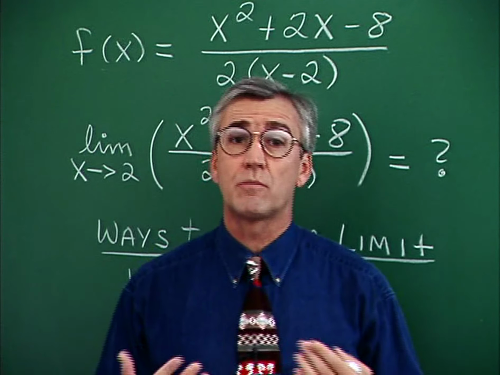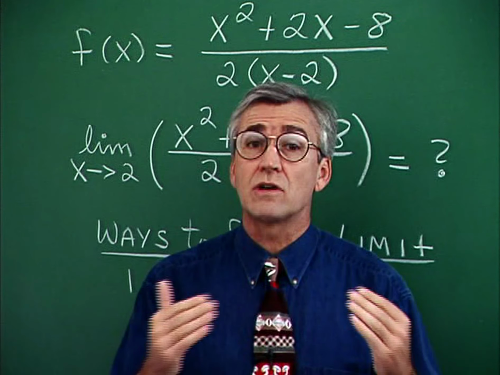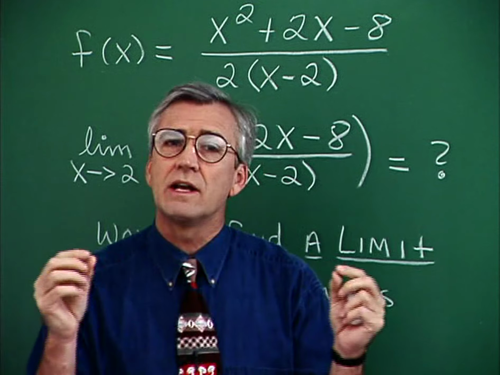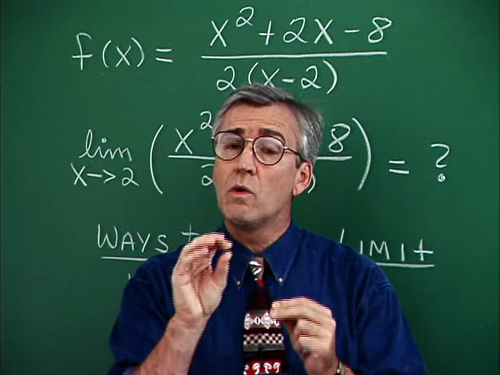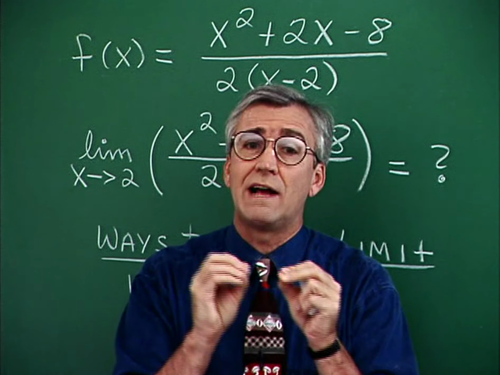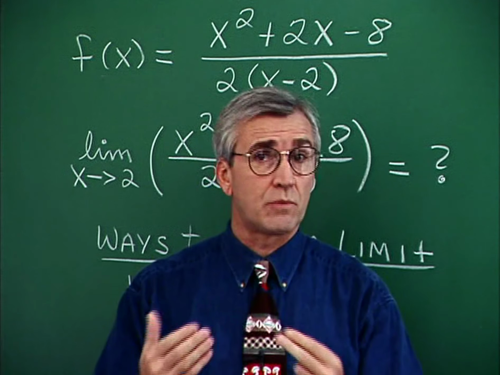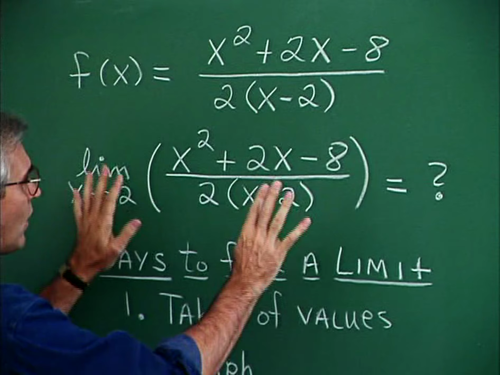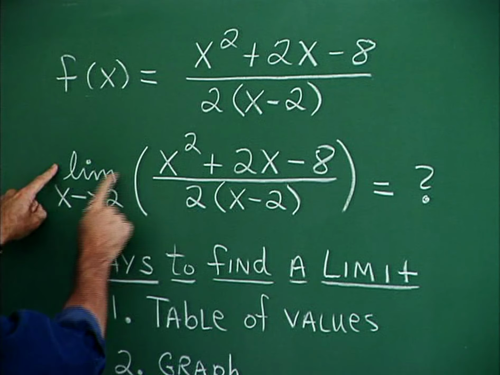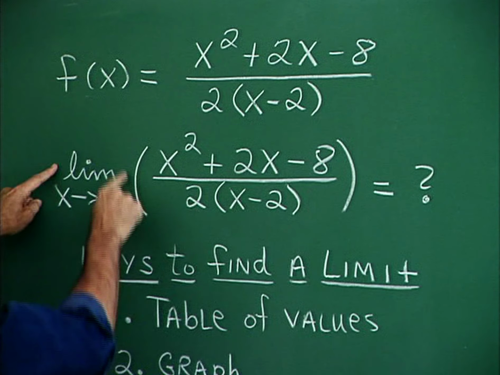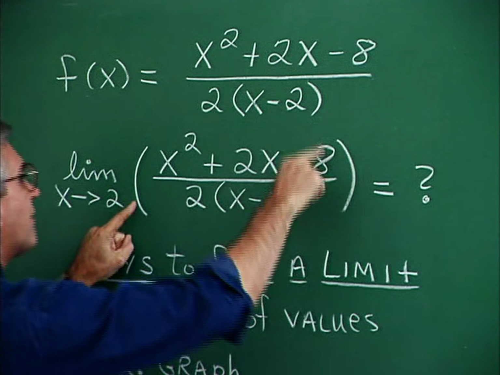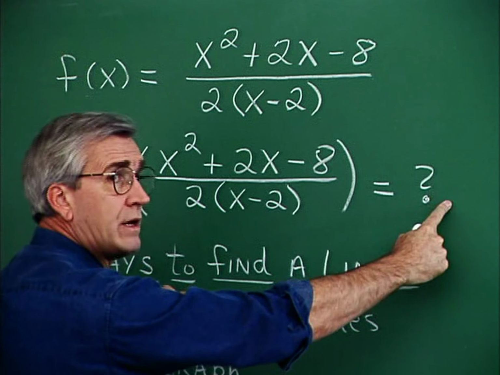as x approaches 2. Now, x approaching 2, that's an interesting idea. As x gets really close to 2, we want to find out what value f of x is approaching. And that's what limit is all about. The request for the idea is this: the limit as x approaches 2, that's what this notation means, the limit as x approaches 2 of this is equal to what number?